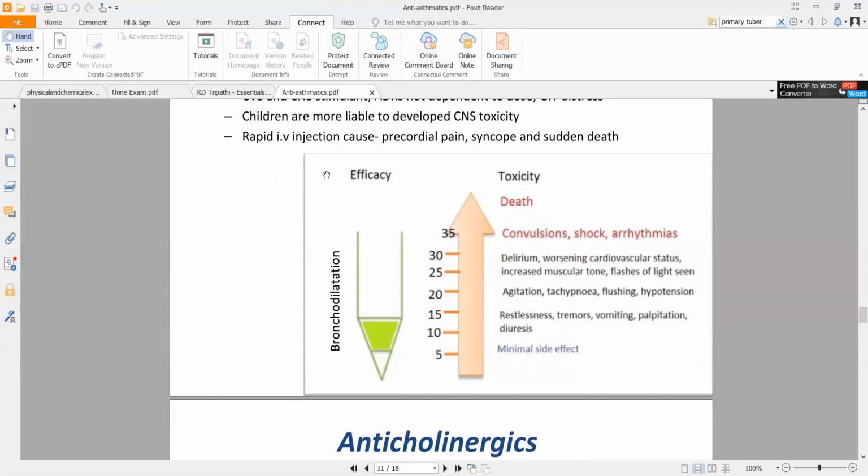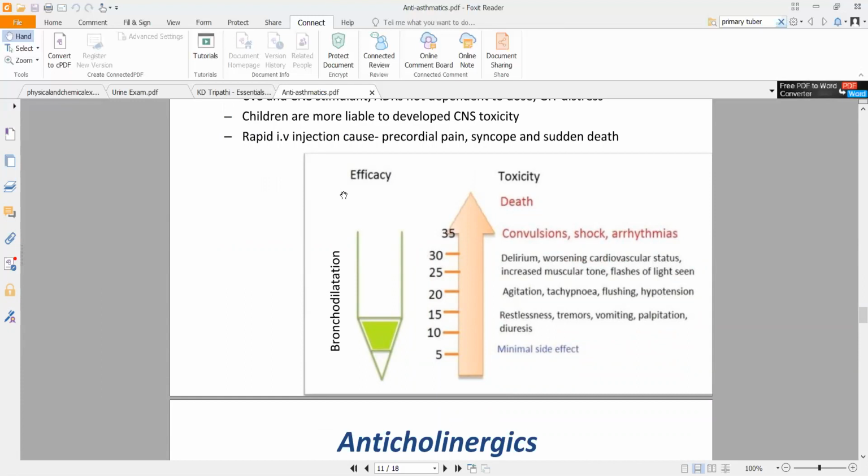rapid IV injection. So some IV injections when you are giving, you have to time it so that you give it over a period of time. Instead of immediately administering the injection in 2-3 seconds, you have to space it over almost 20 or 30 seconds. So you slowly inject the drug.